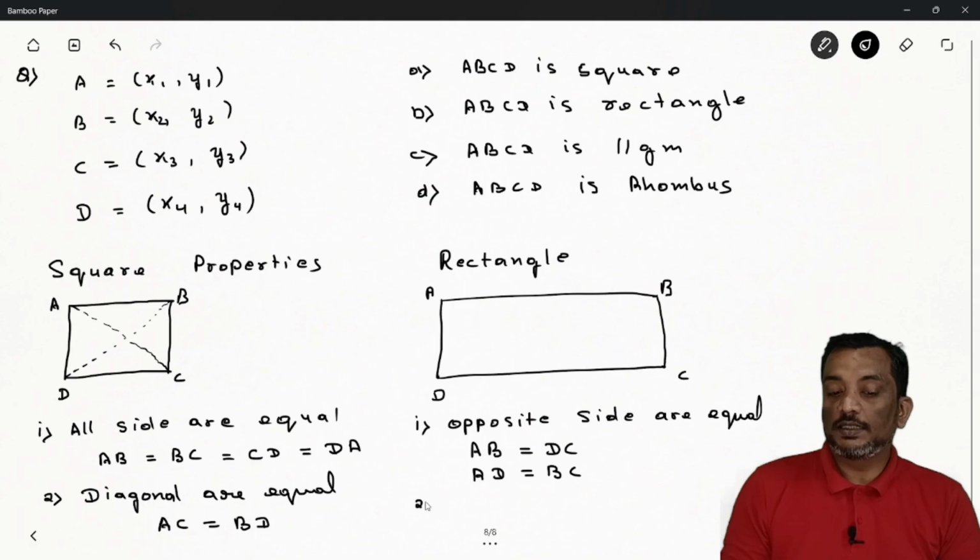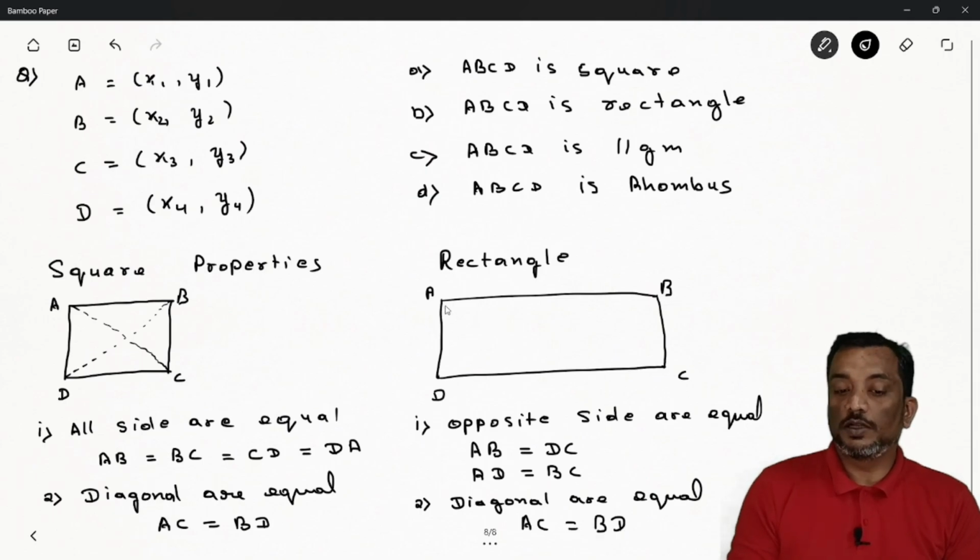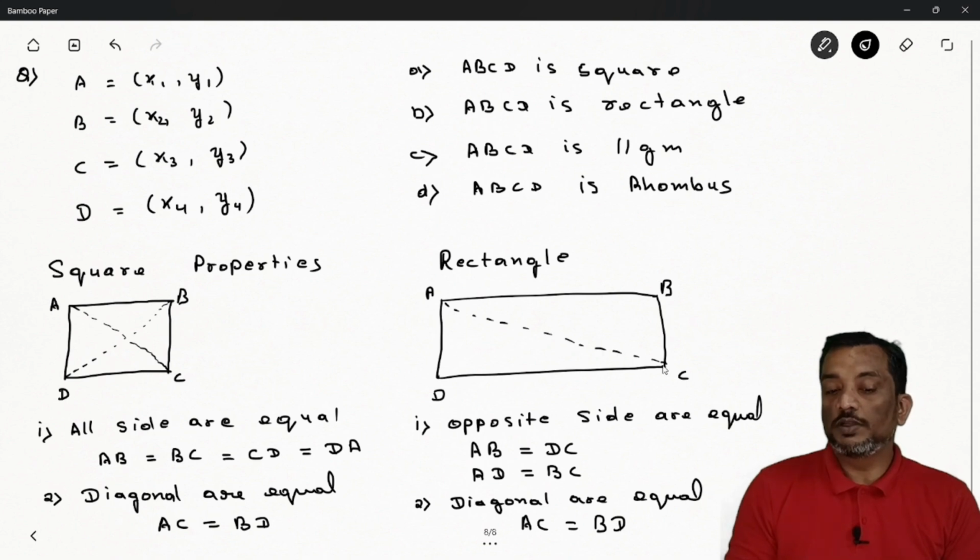Okay, and second point, their diagonals are also equal. So we can say here AC is equal to BD. So if you prove these two points, you can easily prove the given figure is a square, or the given figure is a rectangle, parallelogram, or rhombus.